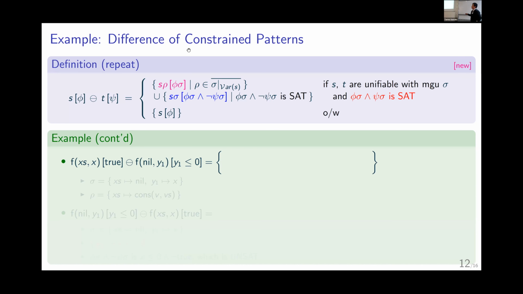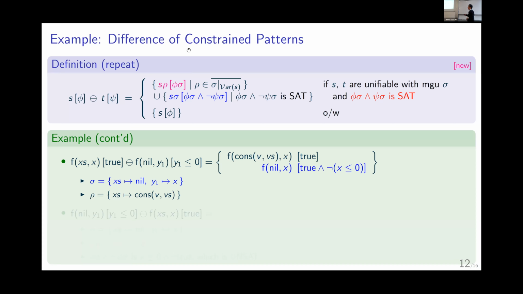So let's consider these two constraint terms. So this is the MGU, and then we have this rho, and thus we have this constraint term, and then we have this blue part. And these two are the difference of these two.